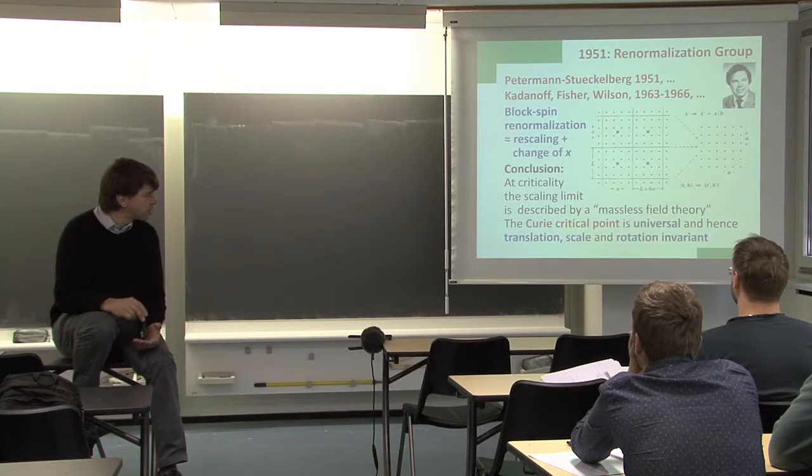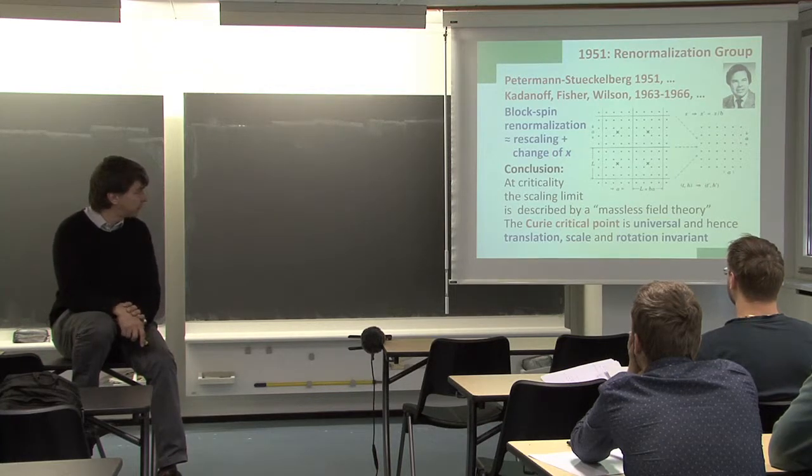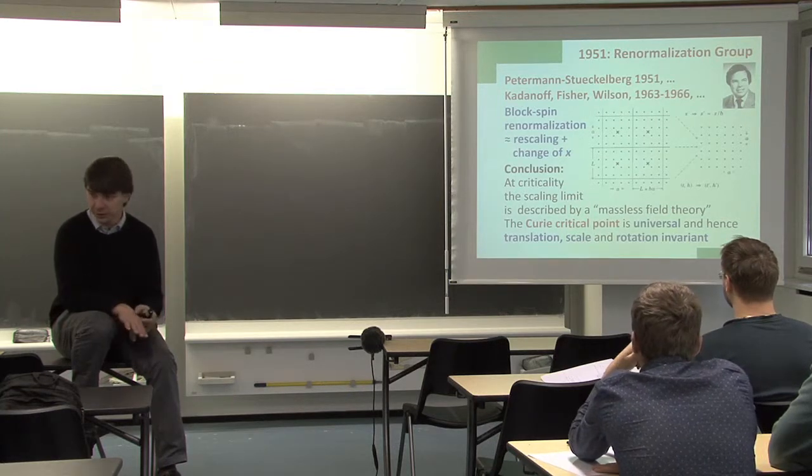And Petermann was a postdoc with Deram, so he did some of the mathematical part, so there are three papers. He called it group renormalization. And then it was developed by Kadanoff and Fisher and Wilson, and it was just Wilson who, at the correct moment, realized how to do it so that it gives some physical predictions.